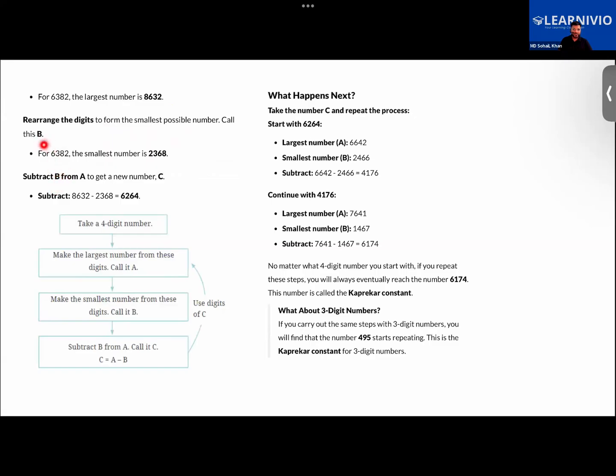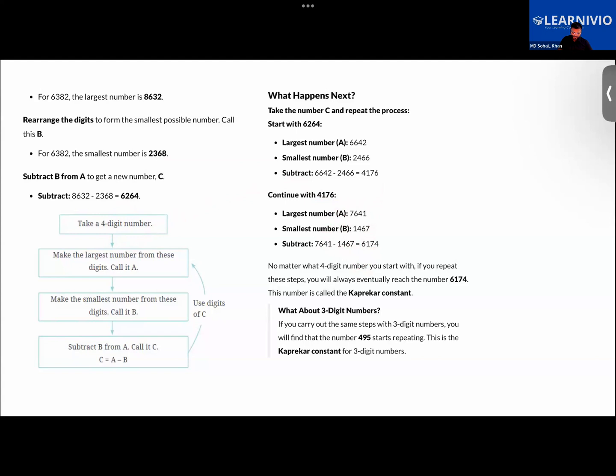Now we subtract B from A, meaning 2,368 is subtracted from 8,632. That gave you 6,264. Then we again take this number and continue the same thing: we make the largest number, we make the smallest number out of it, and we subtract it. Eventually we will reach the number 6174. Then we again arranged it to get the largest and the smallest number, subtracted it, and again got 6174.